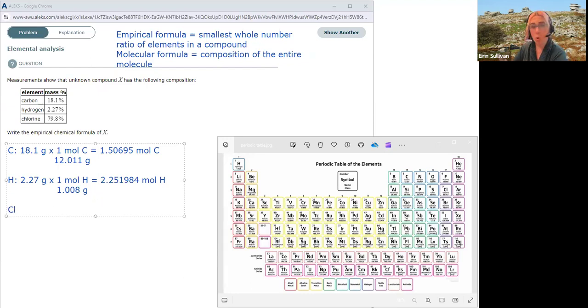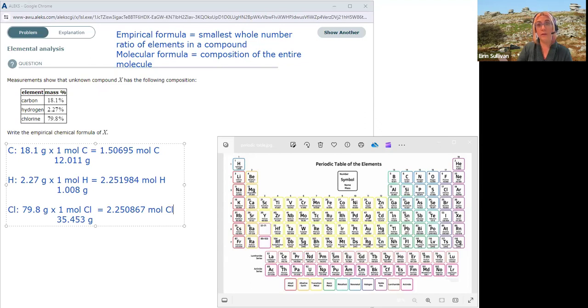And then finally for chlorine, we have 79.8 grams, and the molar mass of chlorine is 35.453, I think. Yeah, that came off the top of my head, for every 1 mole of chlorine. So that is going to be 79.8 divided by 35.453, which gives me 2.250867 moles of chlorine.